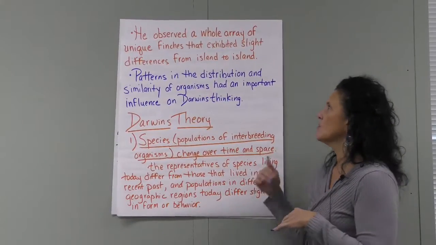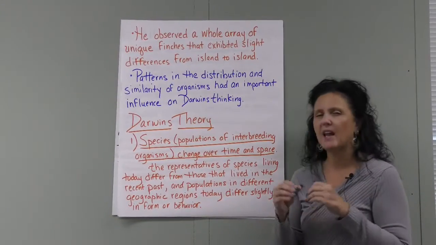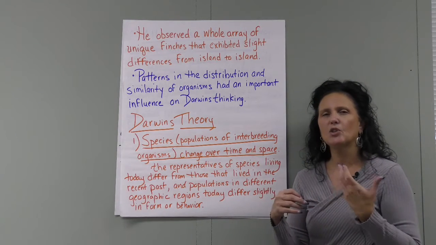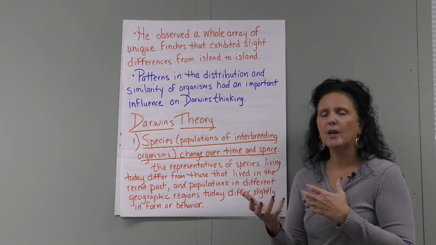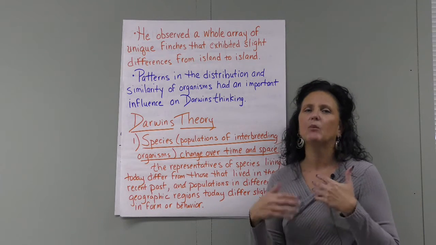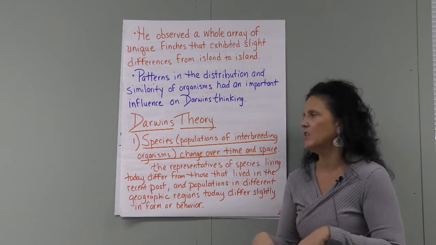Patterns in the distribution and similarity of organisms had a very powerful influence on Darwin's thinking. He also looked at tortoises and some other animals, giant lizards, and things that were on the Galapagos. But mostly when people talk about Darwin, it's the finches.